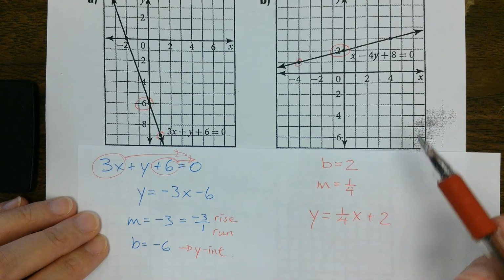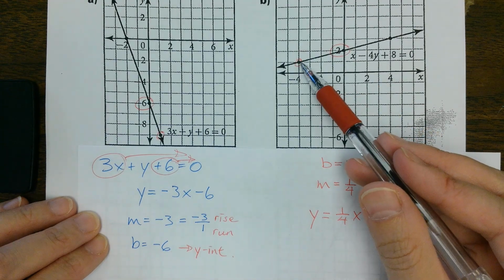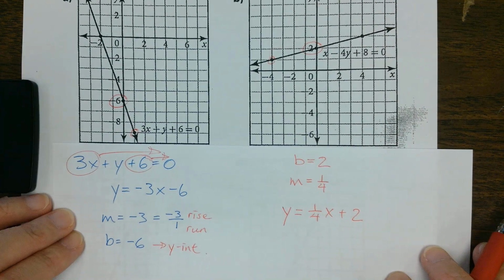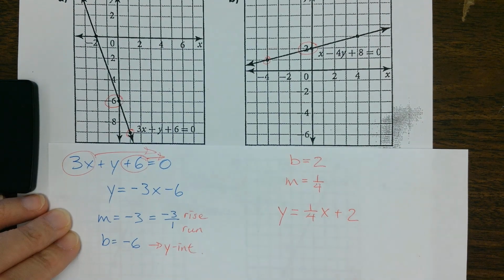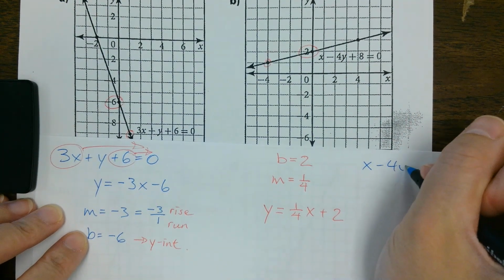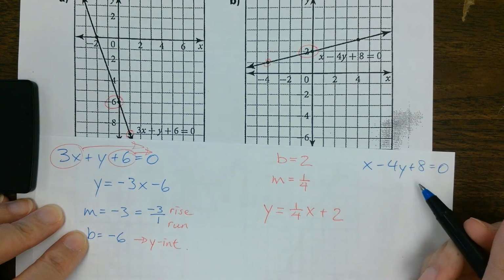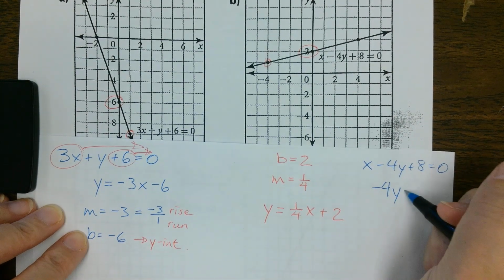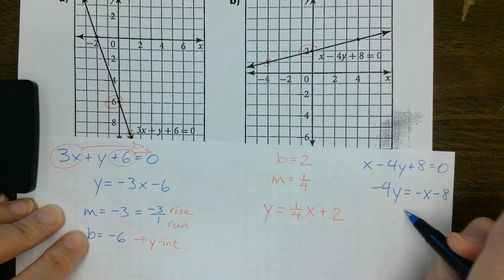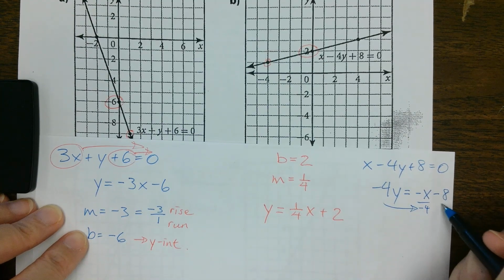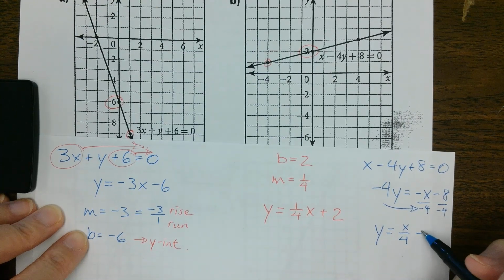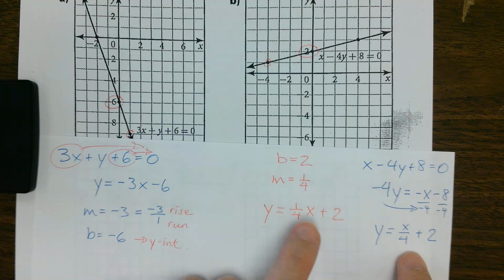So I saw my y-intercept. I see my slope, rise over run is 1/4. Then I can write it in y equals mx plus b form. And now that we know how to rearrange equations, we can double check. X minus 4y plus 8 equals 0. Rearranging it gives me negative 4y equals negative x minus 8. Divide everything by negative 4. Y equals x over 4 plus 2, which is exactly the same thing.